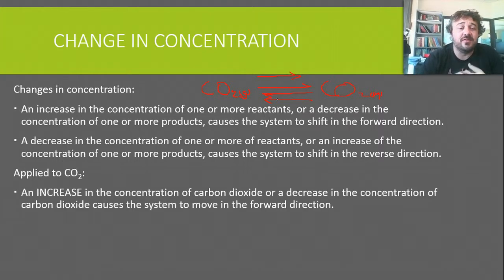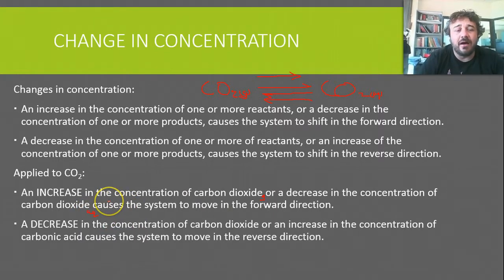So let's apply this to CO2. When we increase the concentration of carbon dioxide, it moves in the forward direction, but that one should say gas, and that one should say aqueous. A decrease in the concentration of carbon dioxide gas, or aqueous even actually in this case, if we go to the second equation, or an increase in the concentration of carbonic acid causes the system to move in the reverse direction.